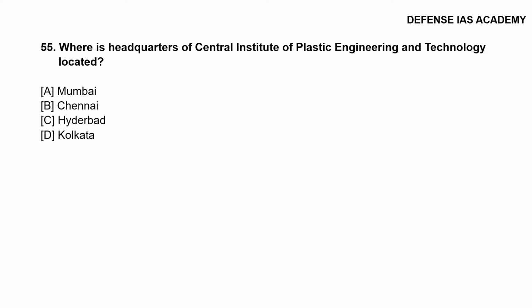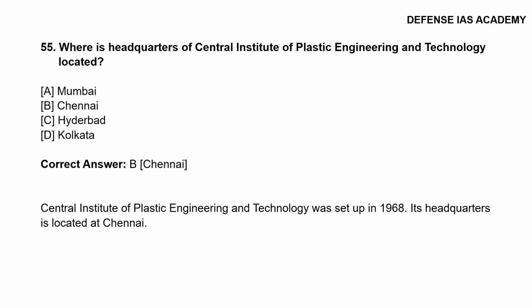Question 55. Where is the headquarters of Central Institute of Plastic Engineering and Technology located? The correct answer is option B, Chennai. Chennai is the headquarters of the Central Institute of Plastic Engineering and Technology, and this institute was set up in 1968 with its headquarters in Chennai.